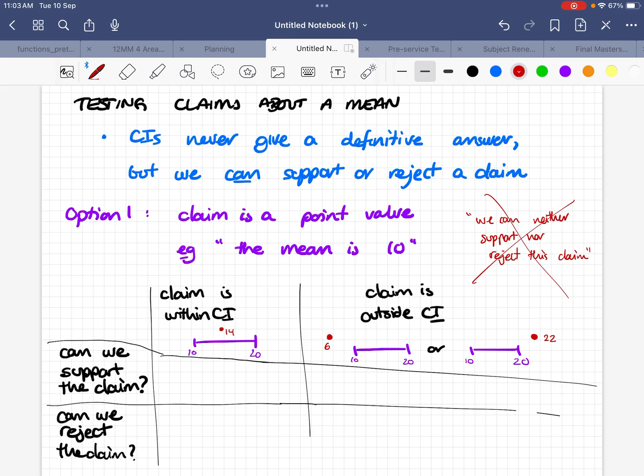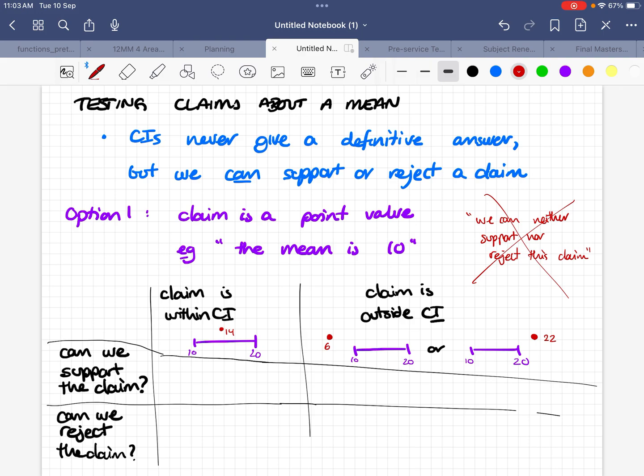If you bring out that sentence, we can neither support nor reject, yes, it might be true, but you're not answering the question. The question is about either supporting or rejecting. Don't talk about the other thing. If the question is, can we support the claim, don't talk about rejecting the claim, is the advice that I'm going to give you here. Let's look at the options that we have here.